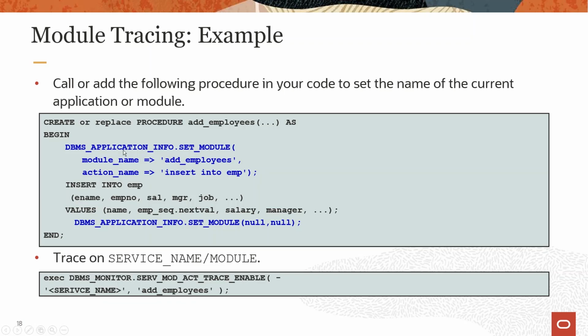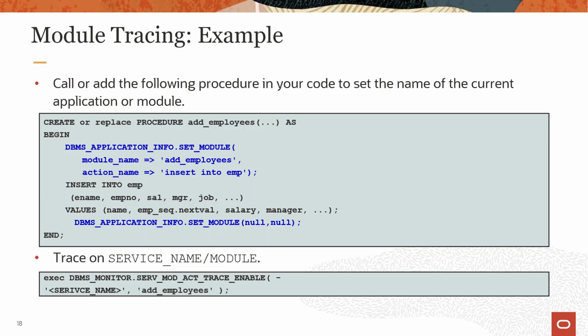Well, I'm going to call upon the package DBMS_APPLICATION_INFO.SET_MODULE, and I'm putting up flags. I say, look, the module name is add employees. The action name is insert into emp. It's actually reflecting only this particular insert statement. And after that insert statement, I'm going to unset the module and action name. I'm going to unset the flags.